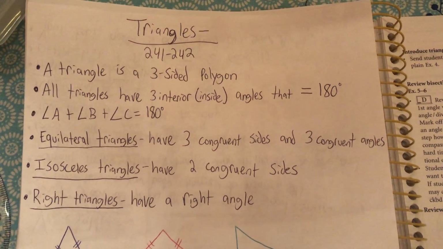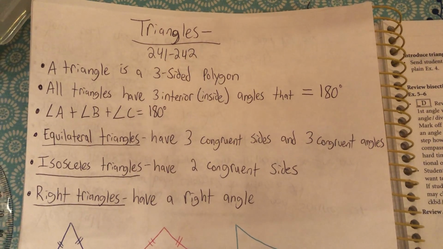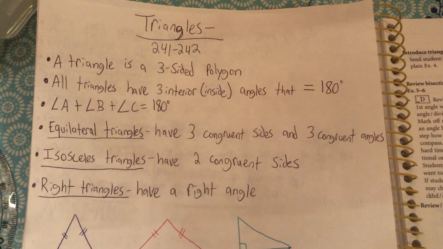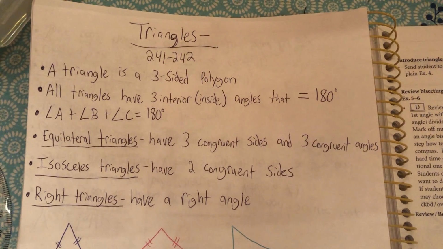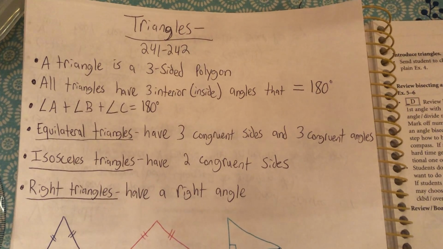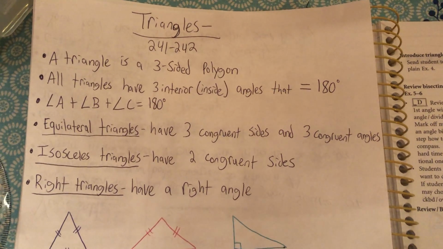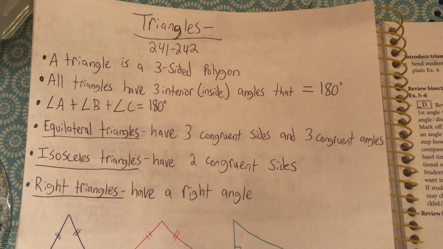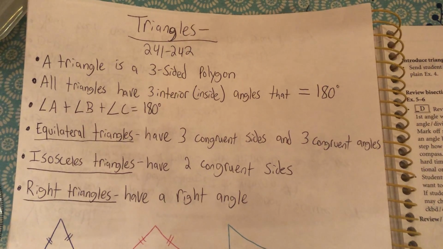Today we are going to be talking about triangles. This is pages 241 and 242 in your math book. As I hope you know by now, a triangle is a three-sided polygon. All of our triangles have three interior or inside angles that equal 180 degrees. So if you added up angle A, B, and C, together those equal 180 degrees, or whatever letters that triangle used.